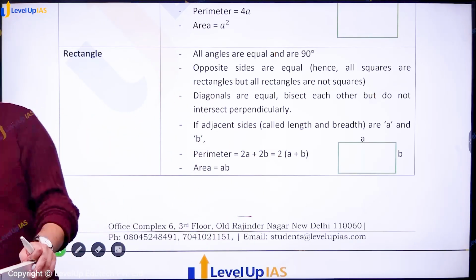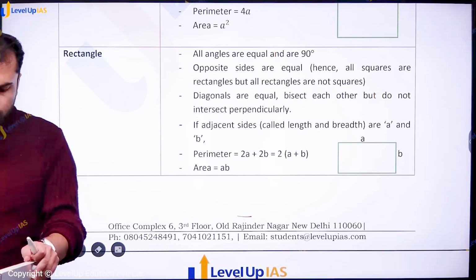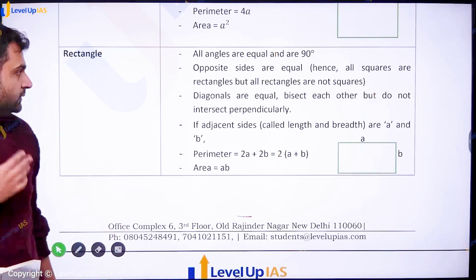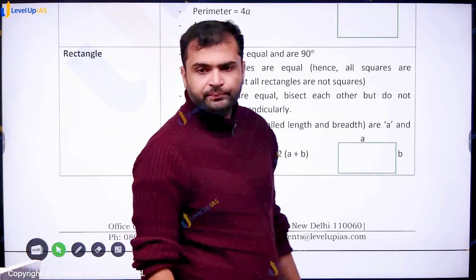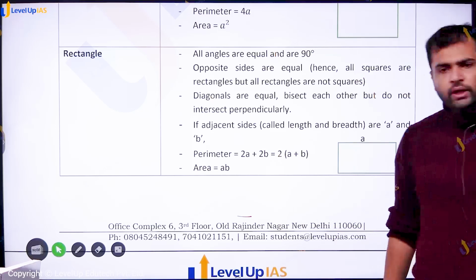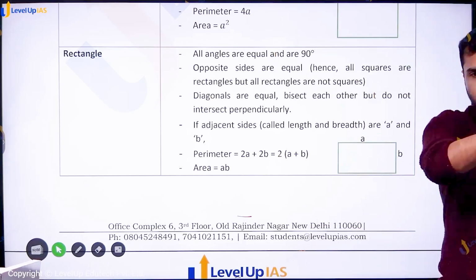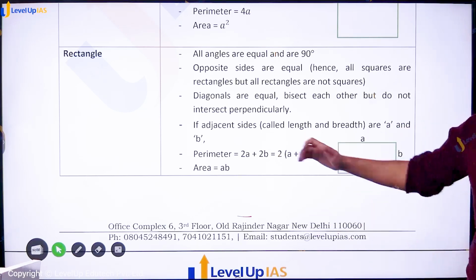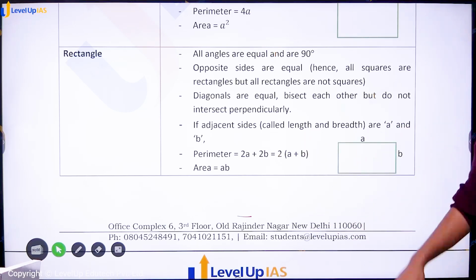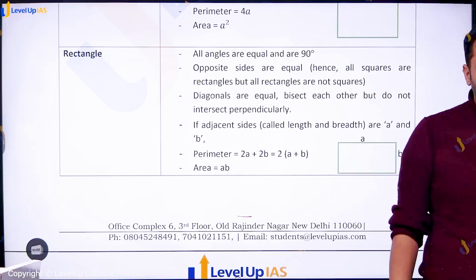Rectangle is a shape where opposite sides are equal. Opposite sides are equal and all angles are 90 degree. So like square, all angles here will also be 90 degree. So sides will cut each other perpendicularly, but here all the sides are not equal, only opposite sides are equal. So this is A, then this side is A, this is B, then this side is B.